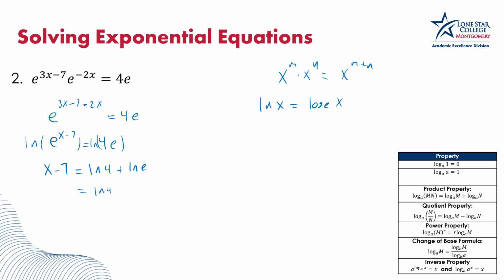So ln of 4 plus 1 is x minus 7. And then our last step to get x by itself is add 7 to the right-hand side. So we get just ln of 4 plus 8. And that will be our exact solution.